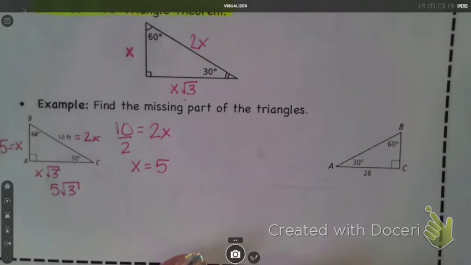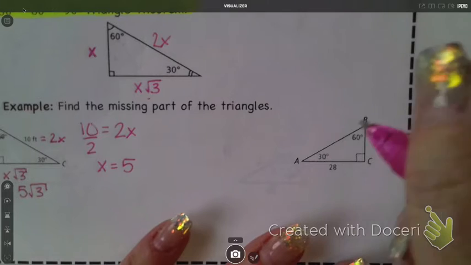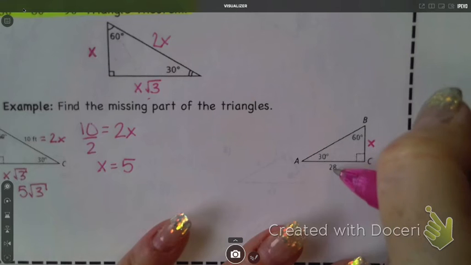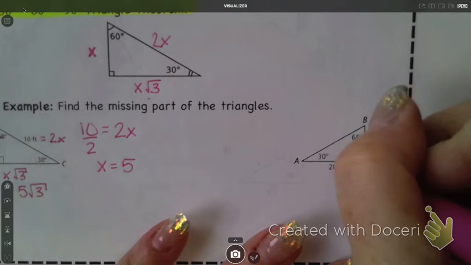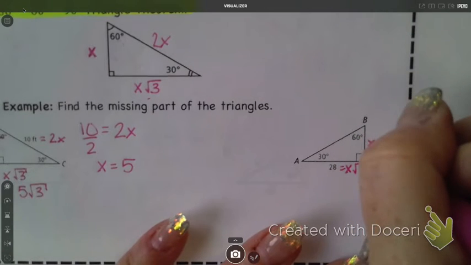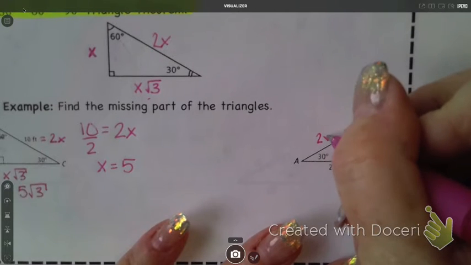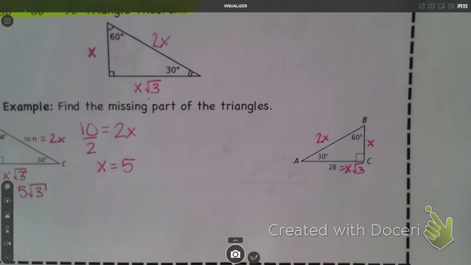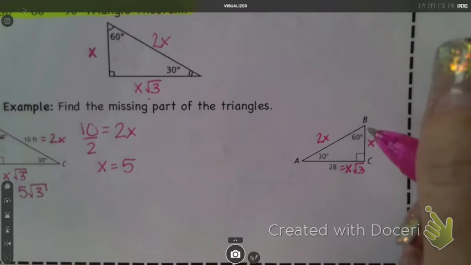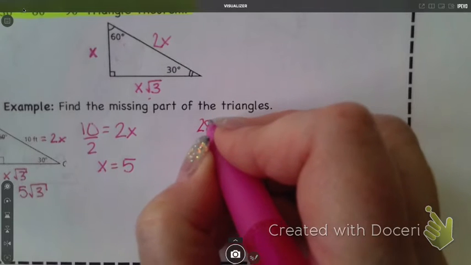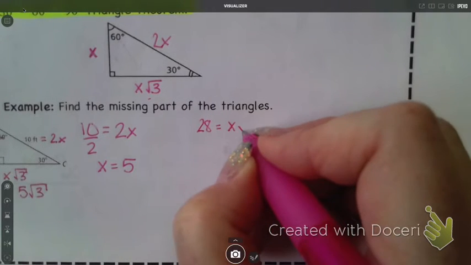Okay, next one. We're going to label them again. Across from 30 is what ratio? x. Across from 60 is x square root of 3. Across from 90 is 2x. Now, what side did they give me? The 60, x square root of 3. So all I need to do is find the x, right? So 28 equals x square root of 3.